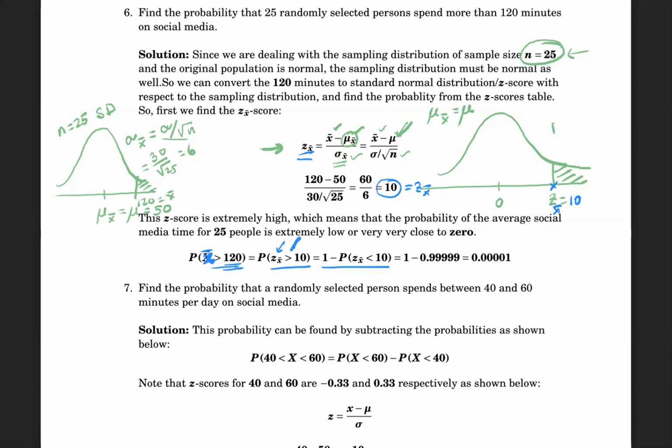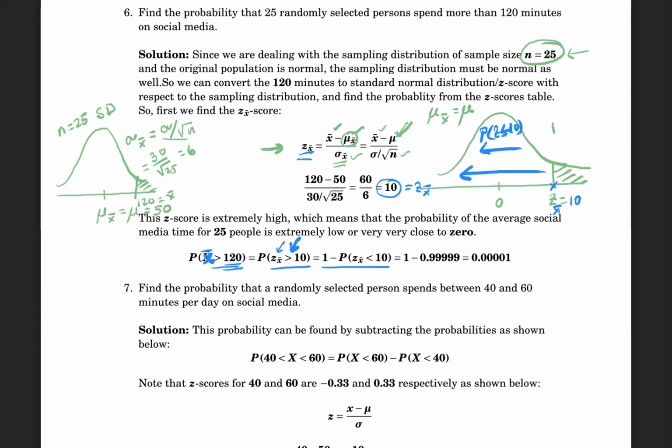This is greater than. The standard normal distribution table does not give you greater than values. It gives you the less than. It gives you the area to the left. It is cumulative from the left, meaning it gives you the probability of being less than or equal to. So this is the probability of Z less than or equal to 10.